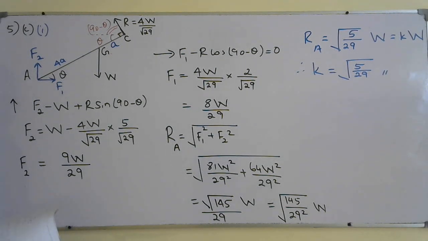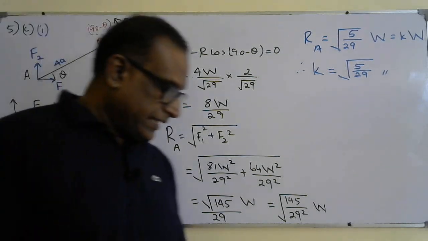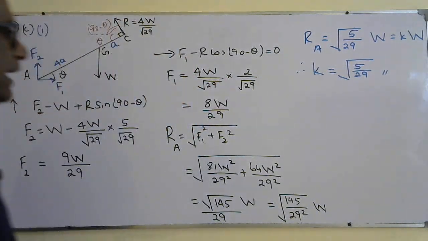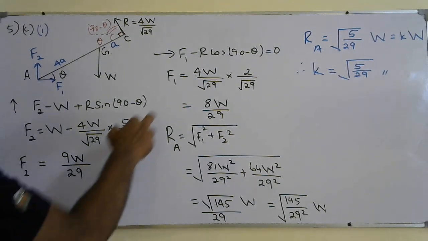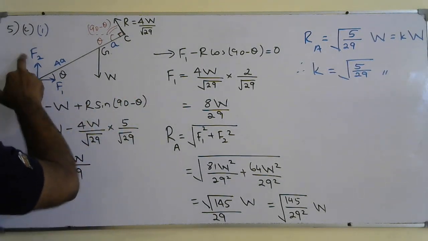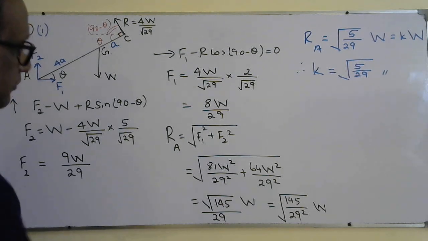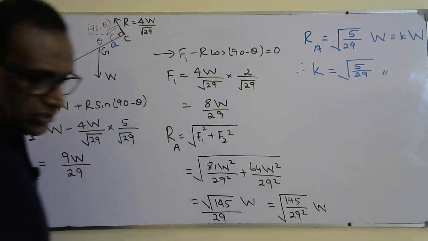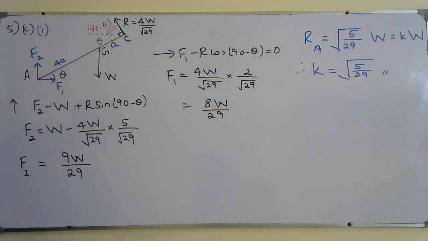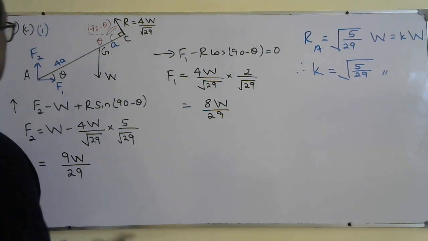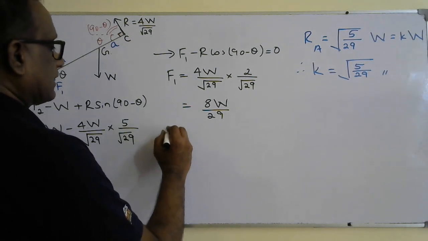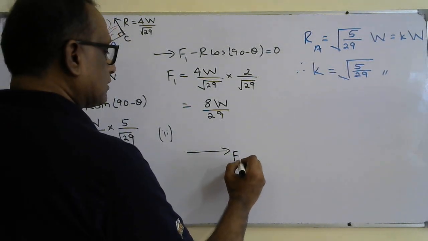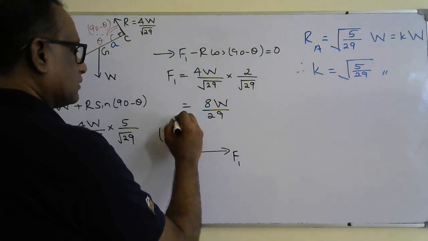C part, second part, find the angle alpha. They are saying the resultant force makes an angle alpha with the horizontal, find tan alpha. So for tan alpha, we know the horizontal component F1 and the vertical component F2. We already found them, F1 here, F2 here. So that's not an issue. Tan alpha is for the resultant force at A. So this is F1, this is F2.